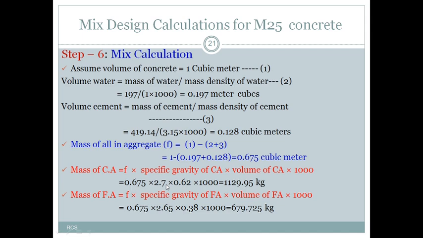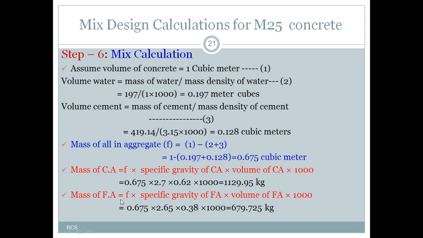It is already given in our problem, and the volume of coarse aggregate is 0.62 into 1000. This will give me the total mass of coarse aggregate, that is 1129.95 kgs. Similarly, calculate the mass of the fine aggregate.